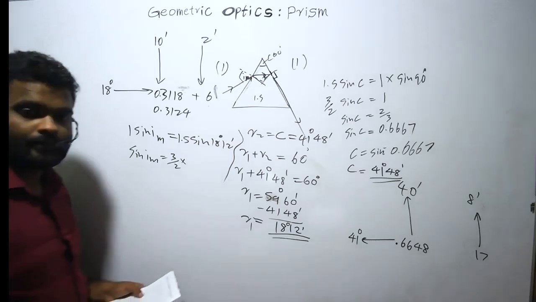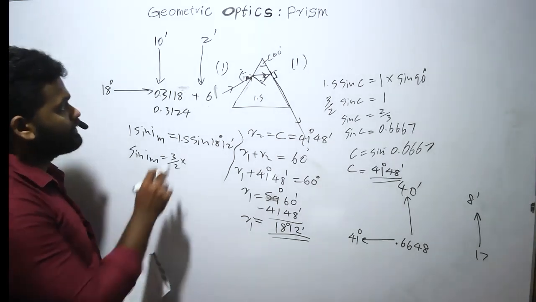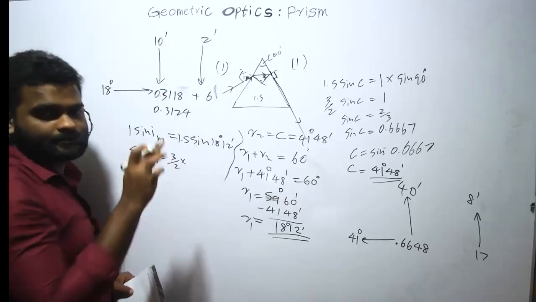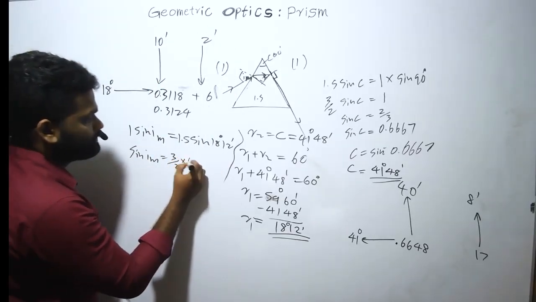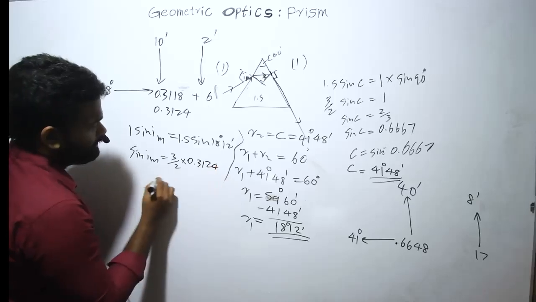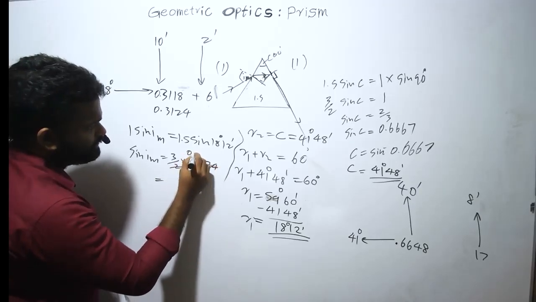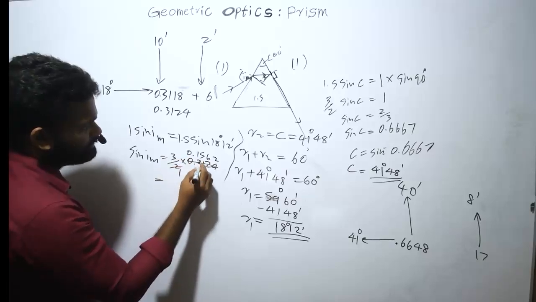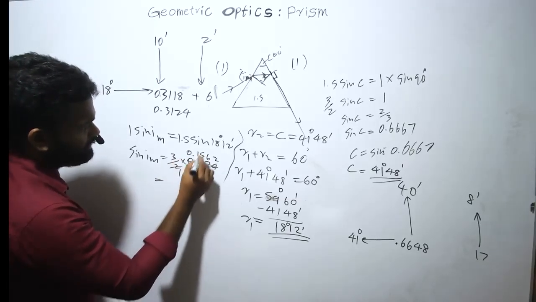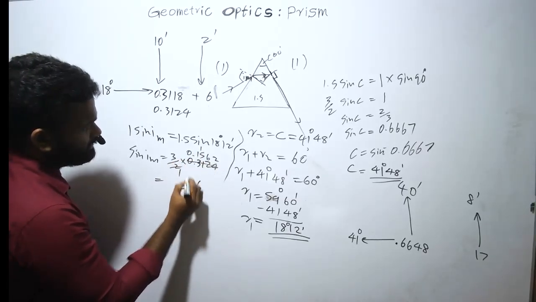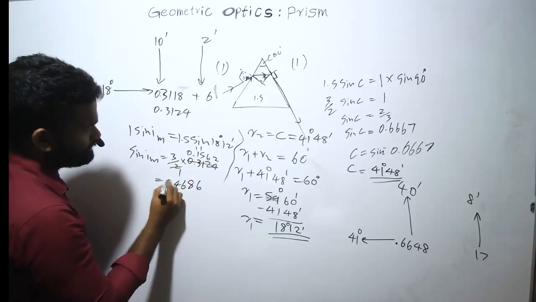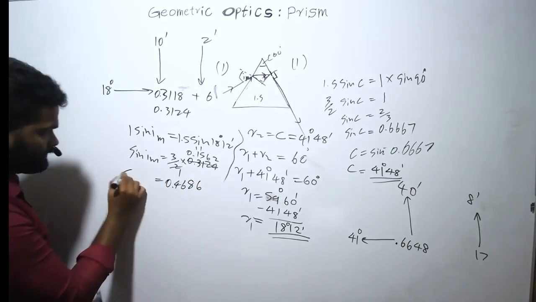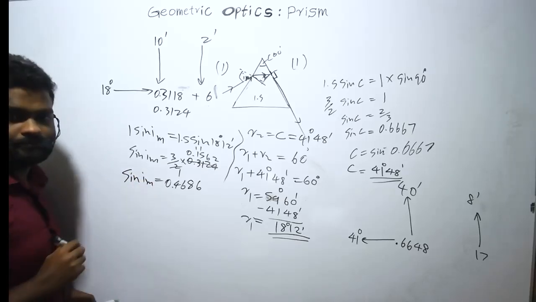Okay, 3124. So that's the value of sin 18 degrees 12 minutes. Just substitute it here. Then divide by 2, 0.1562. Multiply by 3, which gives 0.4686. This value is sin Im, right?